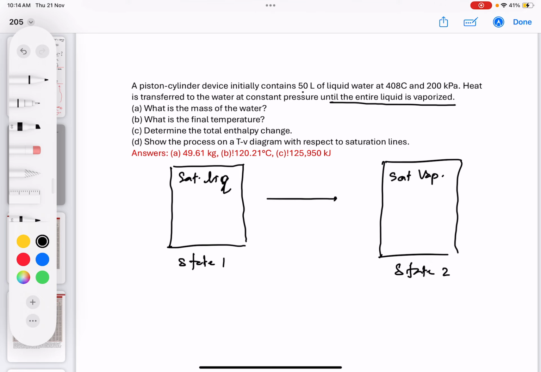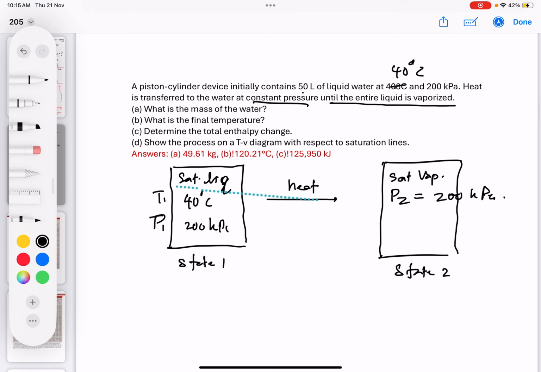And then we have a temperature of 40 degrees Celsius. Sorry about that, spelling typo error. And then T1 equals 40, and P1 is going to be 200 kilopascal. And then heat is transferred. So this is a process, heat being transferred, so that my thermodynamic system changes from state 1 to state 2, but it occurred at constant pressure. Therefore, I can say that the pressure at point 2 here is going to be 200 kilopascal. And then the question is asking, what is the mass of water?